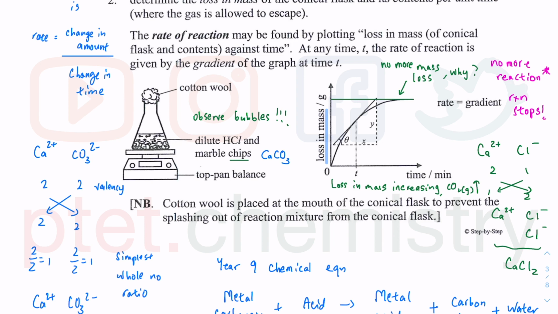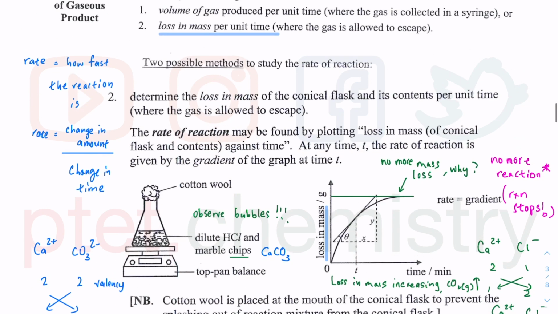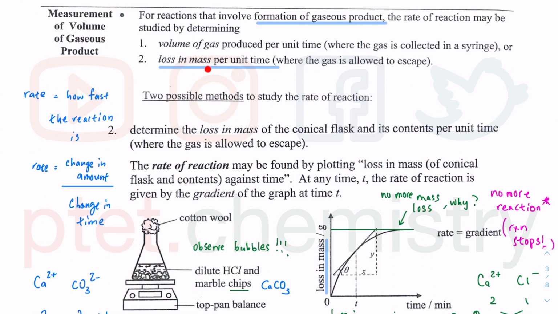Okay, so we can use this graph. This graph is showing us the change in mass, the loss in mass over the time. So from this graph, the gradient of the graph, the change in the loss in mass over the change in time, is going to give us the rate of reaction. So that's what it's saying there. Okay, so we can monitor change in mass per unit time when the gas is allowed to escape.